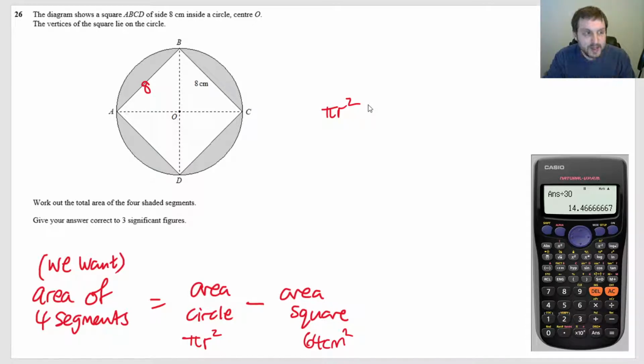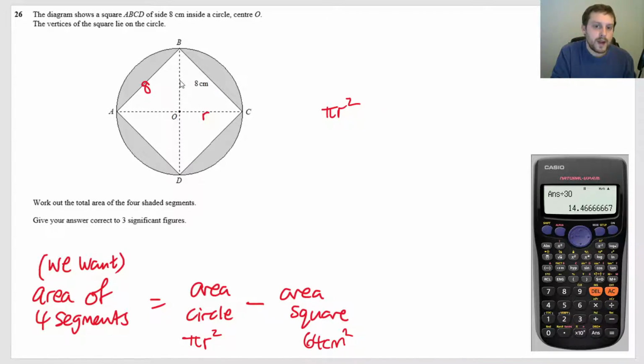So the mentality is, gosh, if only we had the area of the circle. If only we had the area of the square. Then I could take them away. Okay, great. I've worked out the square. And now it's like, oh, I need to work out the radius, because if I know the radius, I can work out the area of the circle. So now the question is, work out the radius.